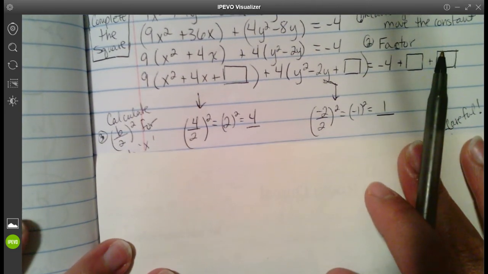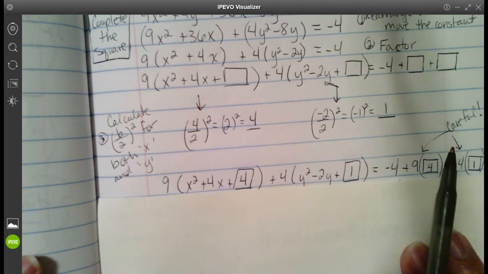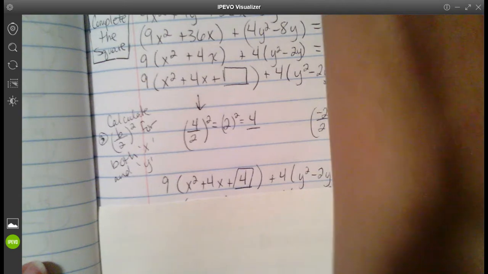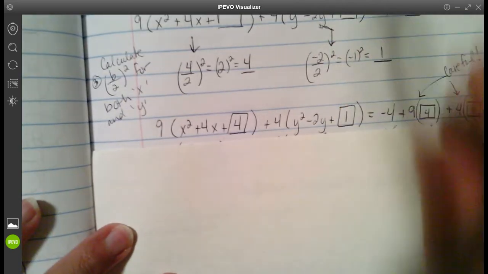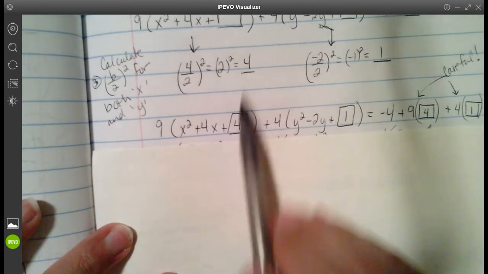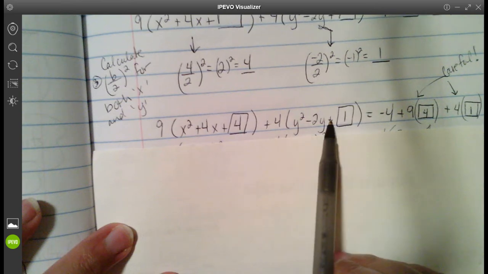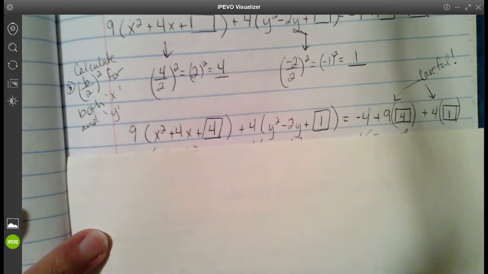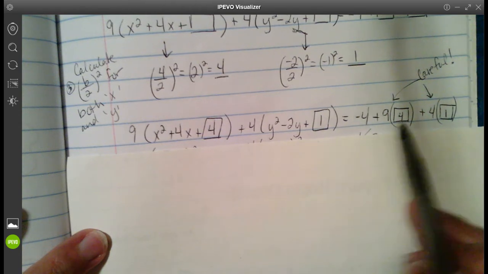And then you have this "be careful" thing. Let me go ahead and explain this part, because this part might throw you off a bit. You'll notice that we did put the 4 here and we did put the 1 here, and we also put it on the other side, because whatever you add to one side, you have to add to the other, right?